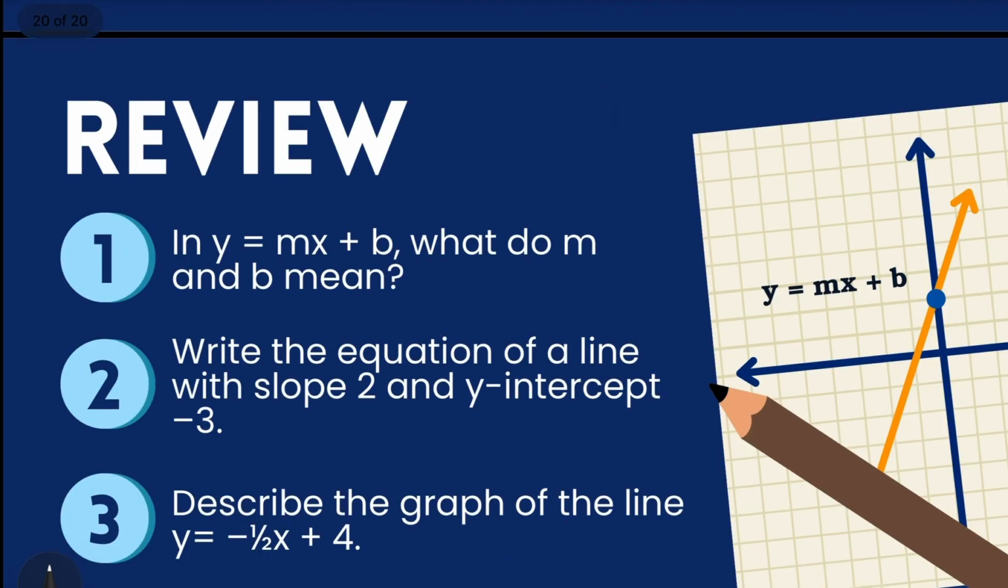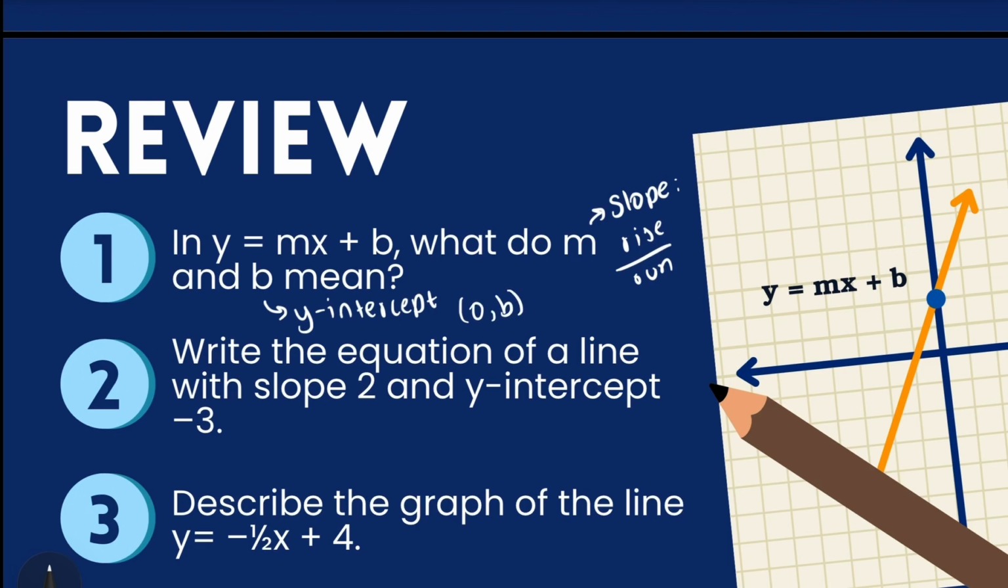So now, let's take a moment to review. In y equals mx plus b, what do m and b mean? Well, m, remember, always is our slope, which is, in other words, our rise over our run. And then our b is always our y-intercept, which is when it intersects the y-axis, or in other words, it's when x is 0. So it's always 0, comma b.